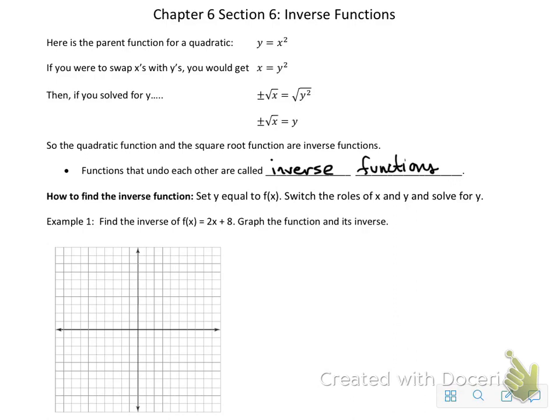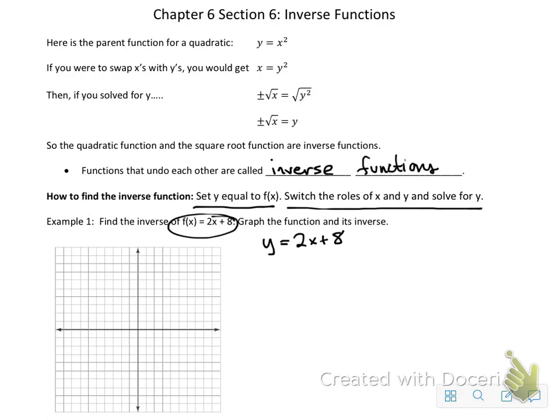So let's deal with a linear function first. Just a plain linear function. The first thing you do is set y equal to f of x. So we have f of x right here in our problem. Instead of putting f of x, you want to put y. They mean the same thing. y equals 2x plus 8. That's step 1. Step 2. Switch the roles of x and y and solve for y.